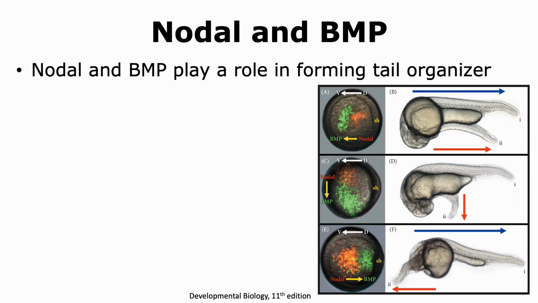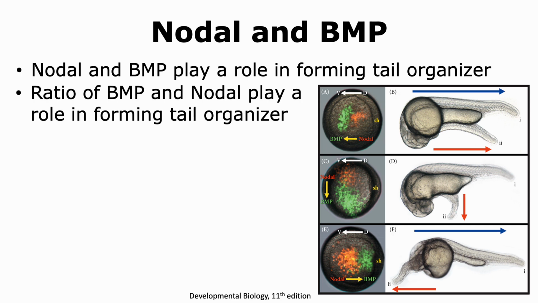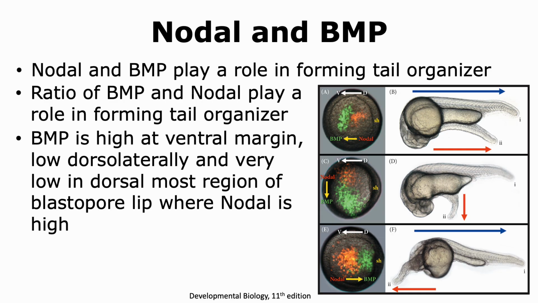So in the case of the tail organizer, nodal and the bone morphogenetic protein play an important role. In fact, the ratio of BMP and nodal actually are the ones that play a role in forming the tail organizer. BMP tends to be highly expressed in the ventral margin, and the expression starts reducing as we go dorsolaterally and is very low in the dorsalmost region of the embryonic shield or the blastopore lip. And this is where we see the expression of nodal is very high.